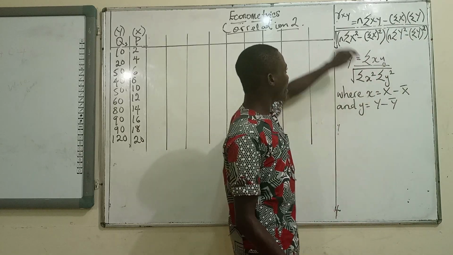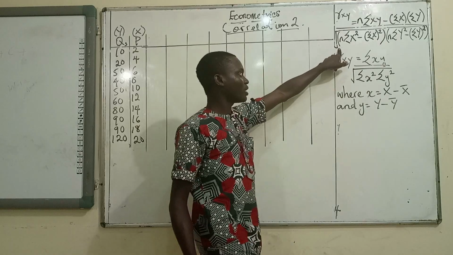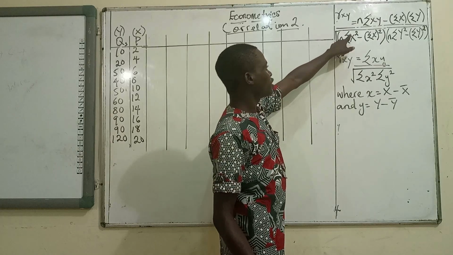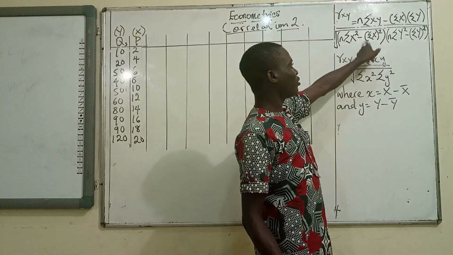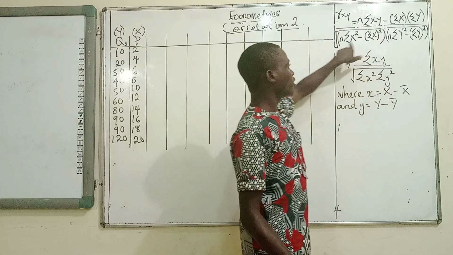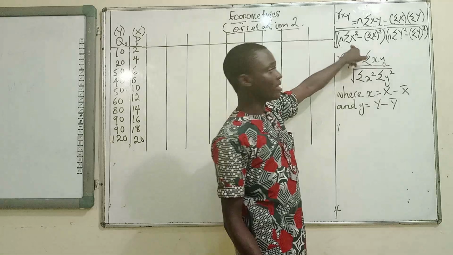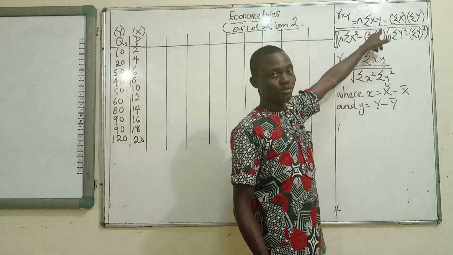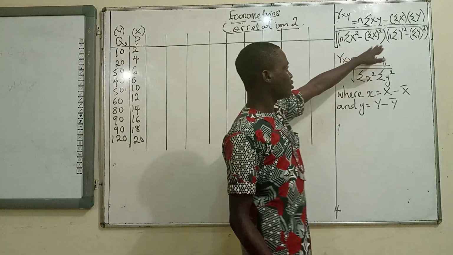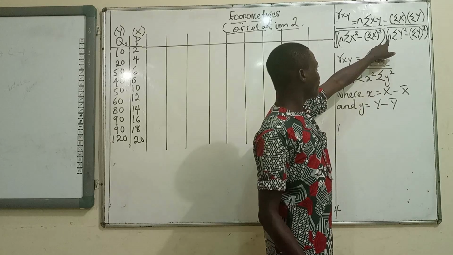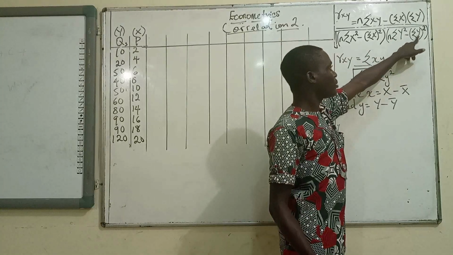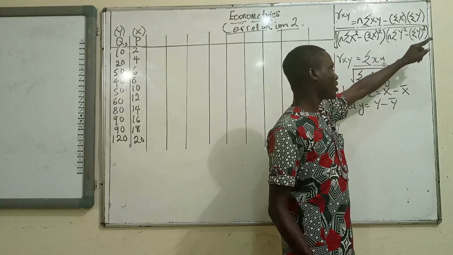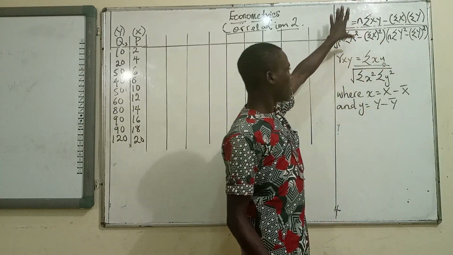Everything there will be divided by the square root of, then you open a bracket, number of observations times sum of X squared, minus, you open a bracket, sum of X, then you square it. So sum of X squared is not the same thing as sum of X in the bracket that you raised to power 2. You close the bracket, you do the same thing for Y: number of observations times sum of Y squared, minus, you open a bracket, sum of Y, close the bracket, and square. So we're dealing with this formula first.